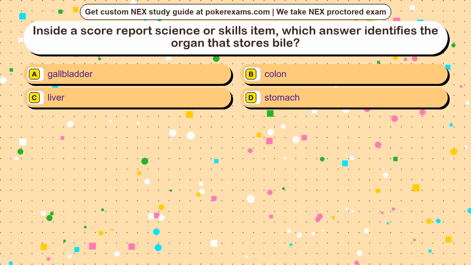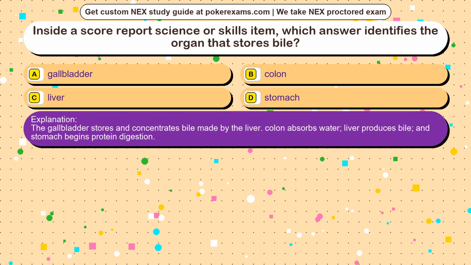The correct answer is option. The gallbladder stores and concentrates bile made by the liver. Colon absorbs water, liver produces bile, and stomach begins protein digestion.